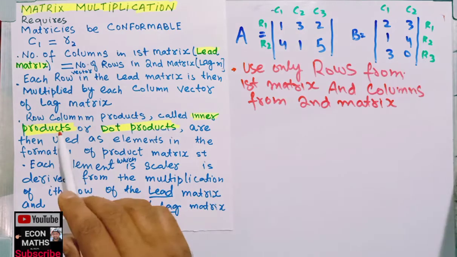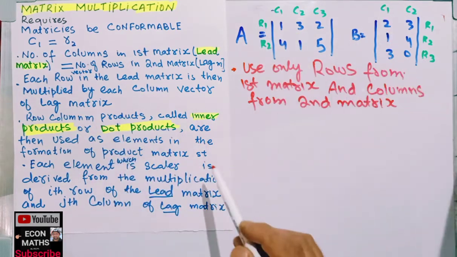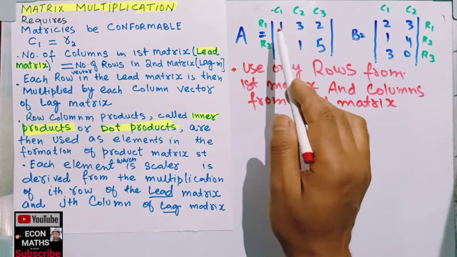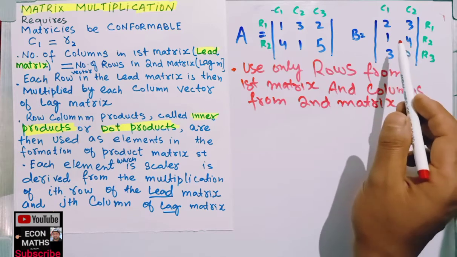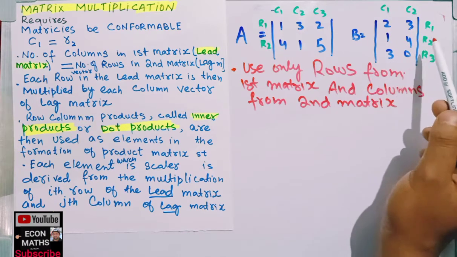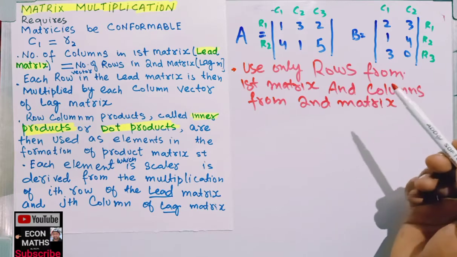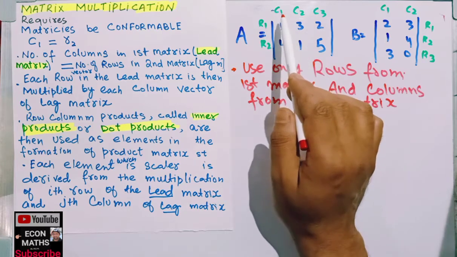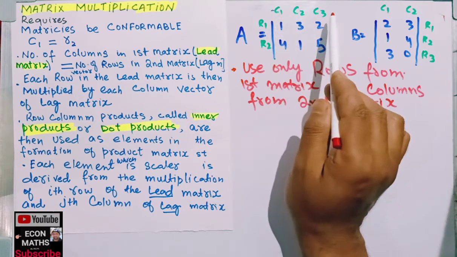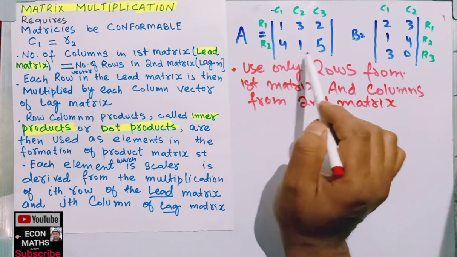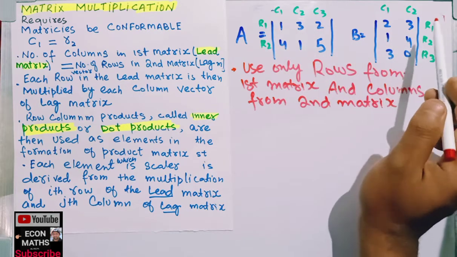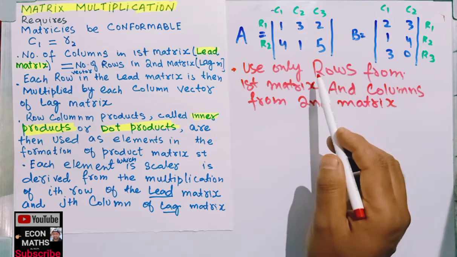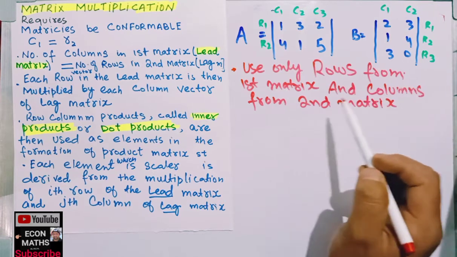Now, row column products are also called inner products or dot products. These row column vectors are then used as elements in the formation of the product matrix. Here I have denoted the columns by C1, C2 and C3 and the rows by R1 and R2. Similarly, I have done the same here.